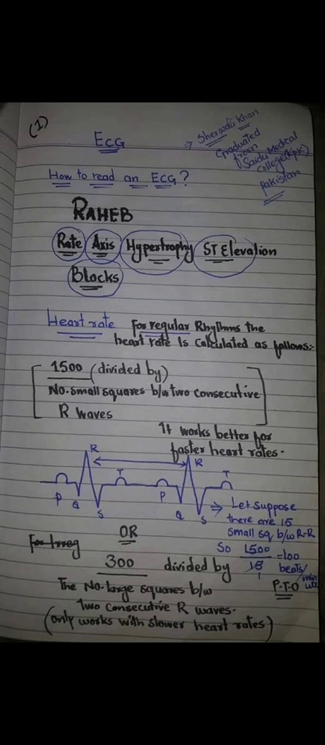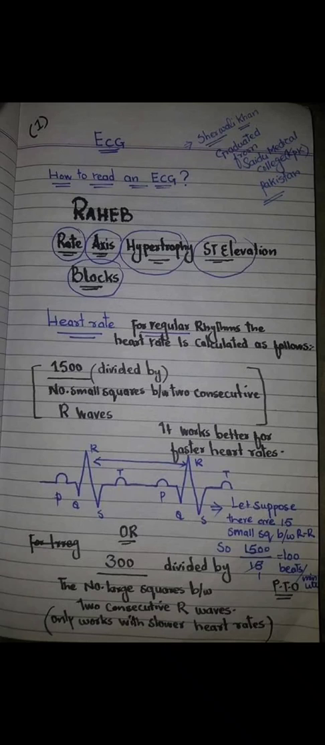ECG, how to read ECG? There is a mnemonic RAHEB. R represents rate, A represents axis, H represents hypertrophy, E means ST elevation, and B means block. So first we come to R, rate.